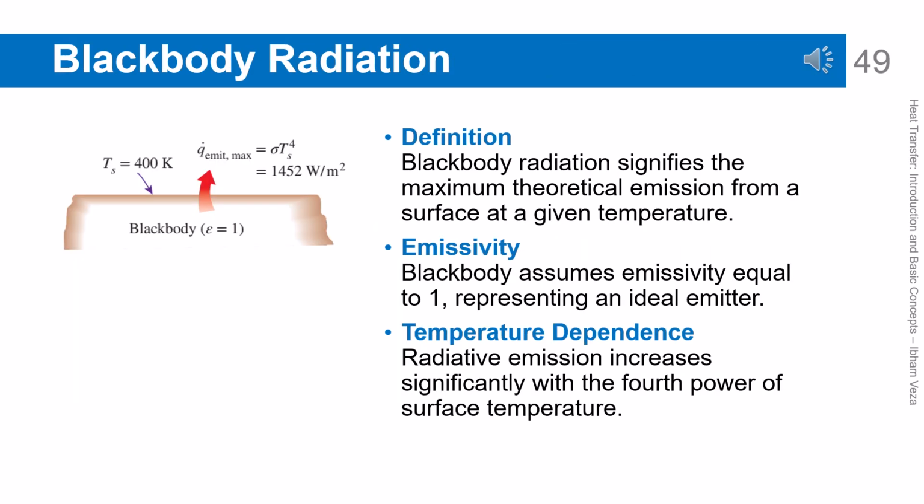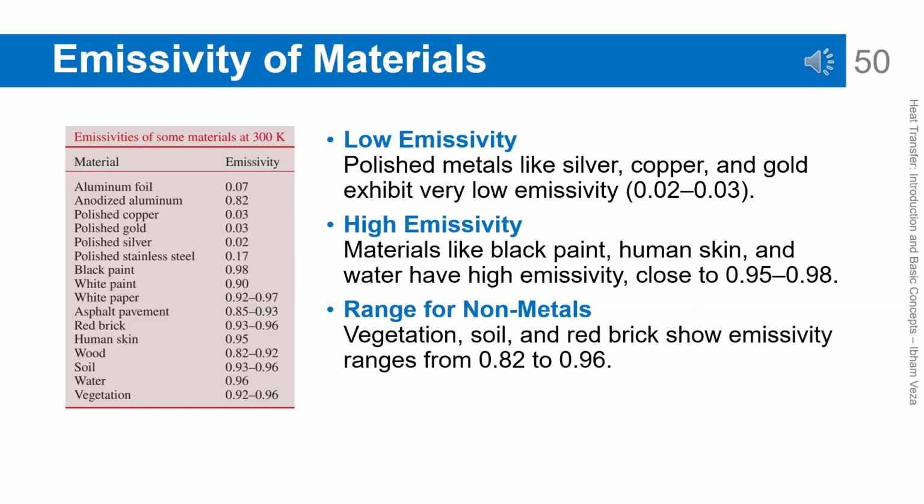Black body radiation. Black body radiation represents the maximum possible emission from a surface at a given temperature. An ideal black body has an emissivity equal to 1. The radiation rate strongly depends on temperature and increases with the fourth power of the absolute temperature. This concept serves as a reference for comparing the radiation behavior of real surfaces. With this model, radiation analysis can be carried out systematically.